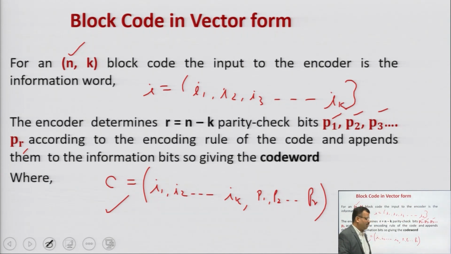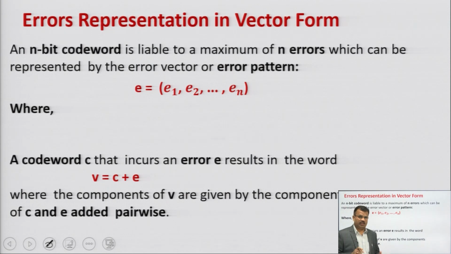Finally, the code word जो आप generate करोगे, in this we are generally talking about the systematic form. Initially the information bits are there, and after that our parity bits will be there. That will be our systematic form that we generally consider. Okay, so this is your vector form and block code form that I told you earlier also.